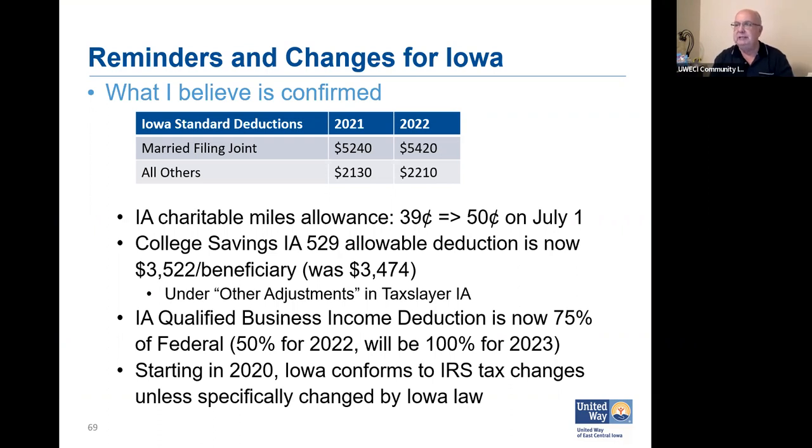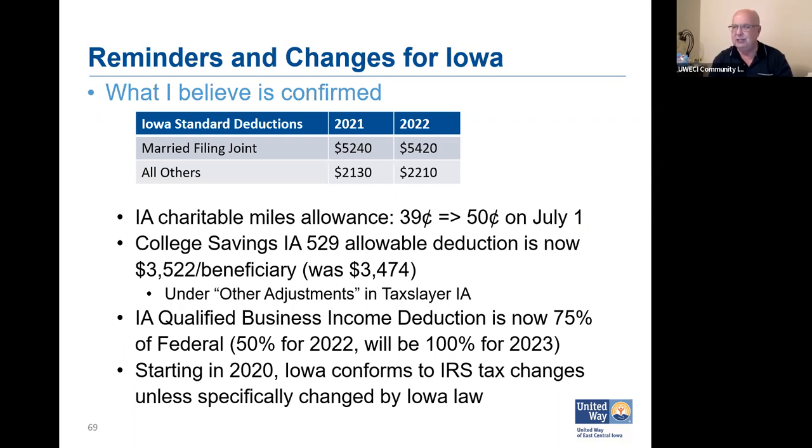Iowa also did update their charitable mile allowance mid-year for gas mileage. It went from 39 cents to 50 cents a mile, starting for anything after July 1st. Don't have too many folks that have done charitable miles. I've run into that once or twice over the years, but we don't see a lot of folks that try and claim charitable miles.